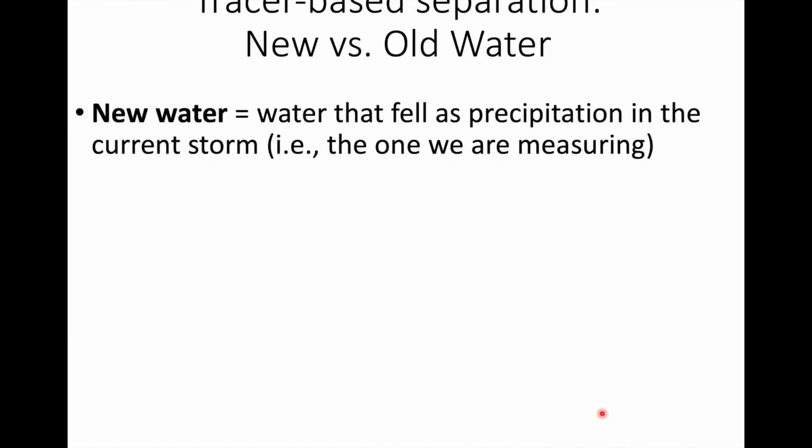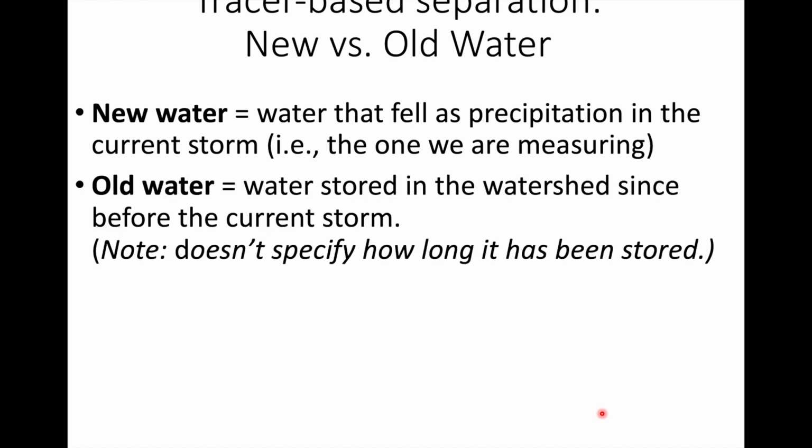So let's define a few things. New water, when we're talking about a hydrograph separation, is water that has come into the stream from precipitation during the current storm, during the storm that we're measuring or doing the hydrograph separation. Old water, then, is everything else. So it's any water that was stored in the watershed before the current storm. That could be water stored in the soil. That could be water stored in the groundwater aquifers. That could be water stored in lakes and ponds. It doesn't say anything about how long the water has been stored. Transit time analyses are a whole other kettle of fish, but here we're just making a separation between new and old water.